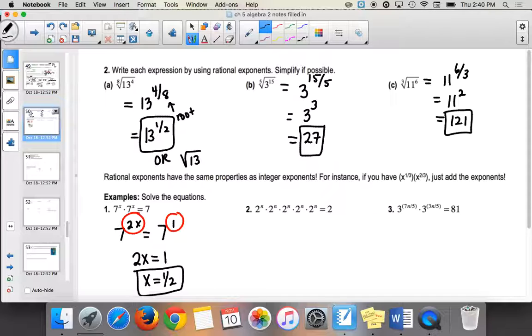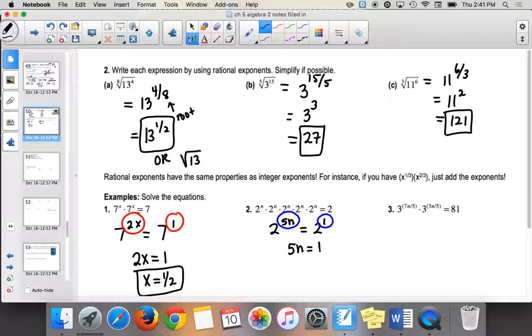All right, so let's try this one. I have 2 to the power n times 2 to the power n times 2 to the power n. So I'm going to add my exponents. How many n's do I have? 5. So it's going to be 2 to the 5n equals 2. Yeah, and so that's going to be a first power. Christian, you with me? Yes. All right, so I have 2 to a power equals 2 to a power. So I'm going to say 5n has to equal 1.